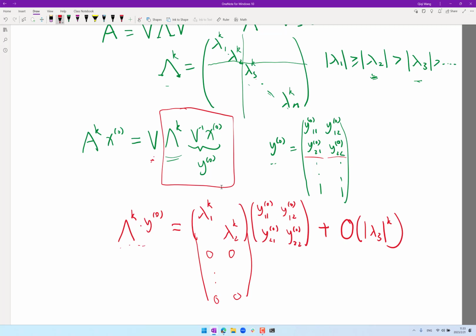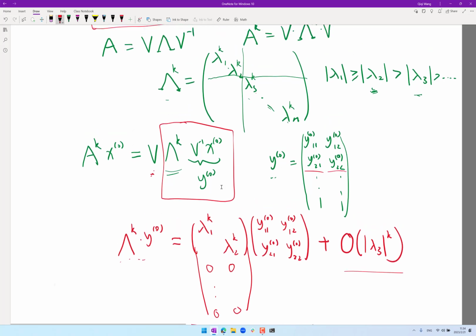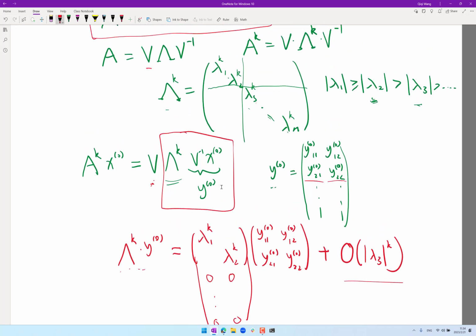Right, so this part is the first 2 columns of that product, and the remaining is the first 2 columns of the matrix lambda to the kth power multiplied by the Y matrix, and the remaining is the remaining n minus 2 columns multiplied by the remaining n minus 2 rows of the Y matrix, right? Okay. So this form also motivates the involvement of V.